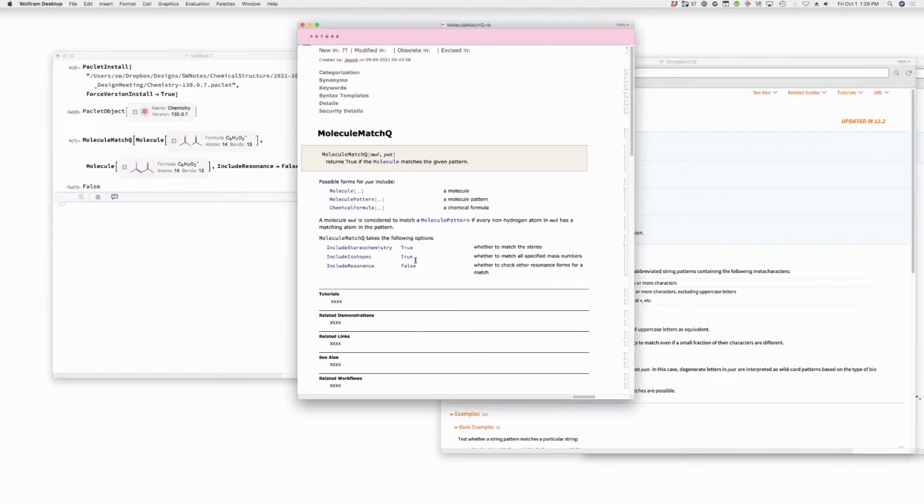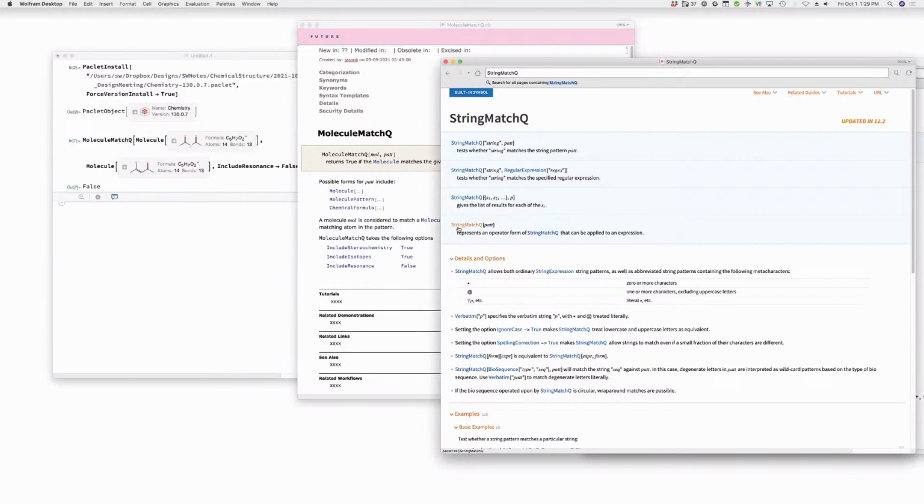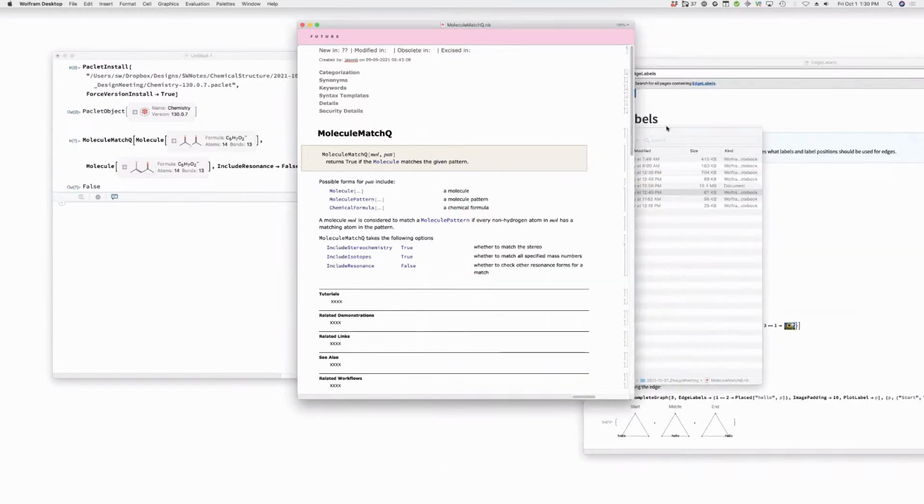Wait, the default option setting. Yeah, the default option setting is pay attention to stereochemistry, pay attention to isotopes, but don't pay attention to resonance structures. Yes. Okay, I'm fine with that. So it would be ignore resonance structures. And Dan on our live stream is asking about the operator form of this. I don't see any reason it shouldn't have an operator form. These other things have operator forms. You should document it. Okay, looks good.